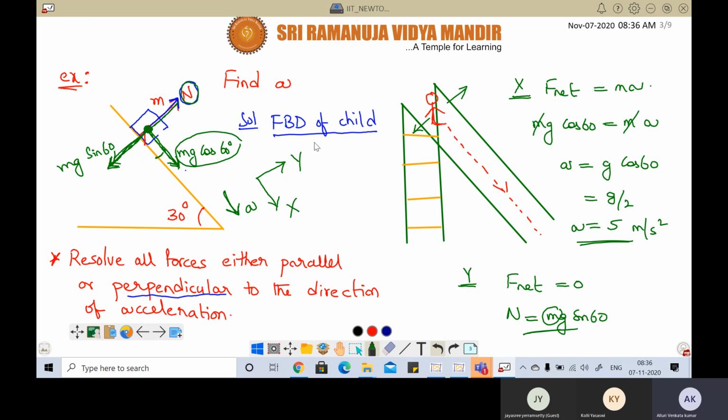So that's why whenever we sit on the slide, we slide, correct or not? Why? Because of this force. Which force? Mg cos theta. There is no other force, no? So because of this force, the child goes down. Have you understood why the child goes down? Because of what? Mg cos theta. Have you understood? Okay. Yes, sir.